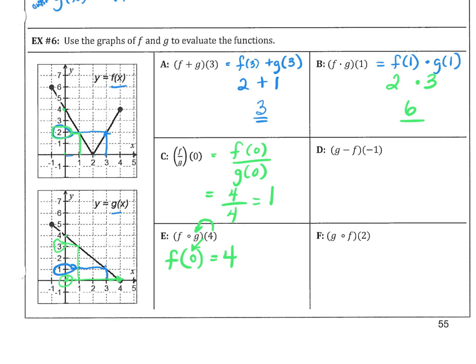So can you find G of F of 2? Find F of 2 and figure out what that is. What is F of 2? F of 2 is 0. So really what we're looking for is G of 0. And so what is G of 0? 4. All right, does everybody understand how to do that?